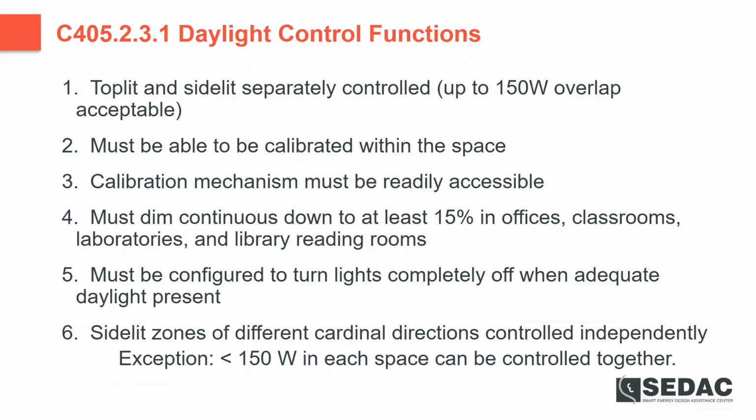Control functions required for those daylighting controls. Top lit and side lit zones should be controlled separately. The code does allow for about 150 watts of overlap because we realize that if you've got a skylight near a window, those daylit zones are going to overlap a little bit, so there is allowance for that within the code. Those daylight controls must be able to be calibrated within the space so that someone who's doing the calibration can actually see what's going on with the equipment. You're not able to go into a back room somewhere and make adjustments where you can't see what the lighting's actually doing in the space. The calibration mechanism must be readily accessible to building staff, not necessarily the occupants within the space, but maintenance staff.